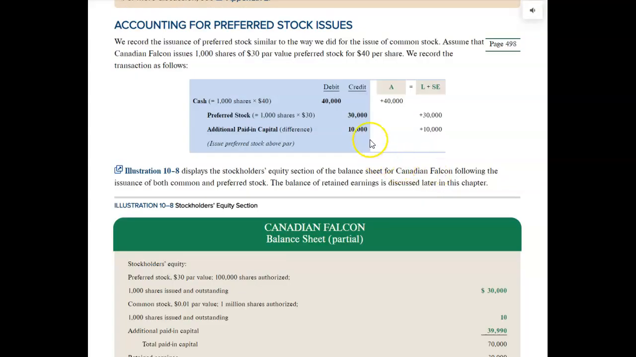Here is an entry. We have 1,000 shares of $30 par value preferred stock. It's being sold for $40 per share. So at 1,000 shares times 40, $40,000 is coming in the door. Just like common stock, take your number of shares times par value, but make sure you use the preferred stock account. It's a separate account from the common stock. So 1,000 times 30, $30,000 credit, and the difference goes into additional paid-in capital. That same account we used earlier, $10,000 in this case.